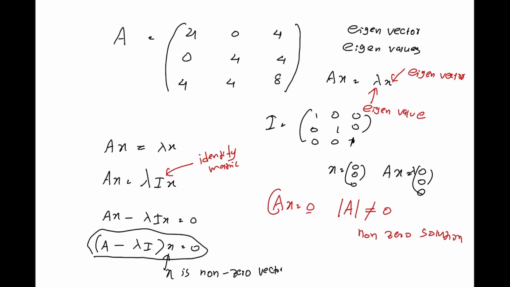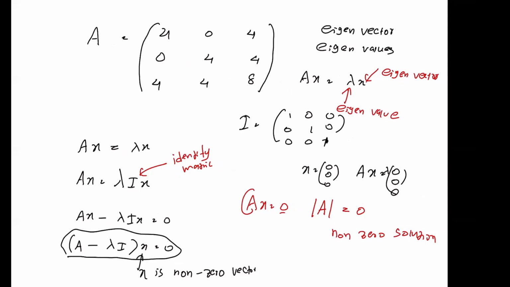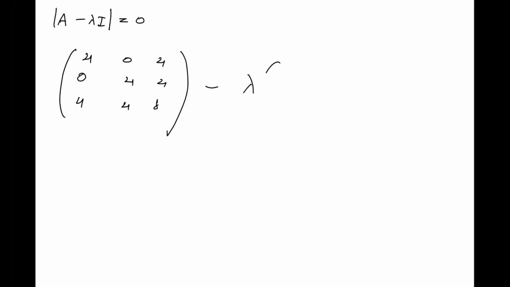Right? So this should be 0, so it means this is A minus lambda I, right? So this determinant should be equal to 0. You can put these two bars. It means you can evaluate this thing. It means this is equal to the matrix 4 0 4, 0 4 4, and 4 4 8, minus lambda times 1 0 0, 0 1 0, 0 0 1.